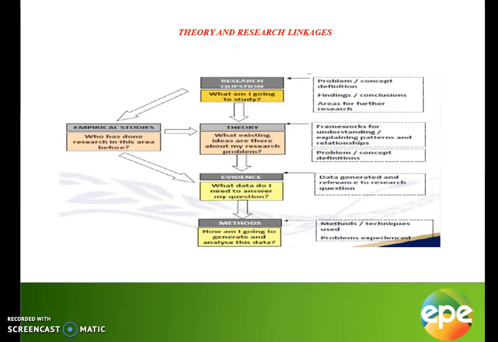And when you talk about the research questions, you are looking at, again, the problems and the concept definitions we've been talking about. You are looking at areas for further research. When you are looking at the theoretical side, you are looking at a framework for understanding or explaining patterns or relationships. When you're looking at the evidence, you're looking at the data generated and the relevance to the research questions. And when you're looking at the methods, you're looking at the techniques that can be used in solving the problem. So the critical point here is, for empirical studies, what has been done in this area before now? Who is doing what?